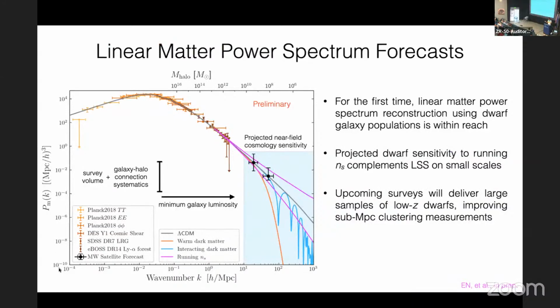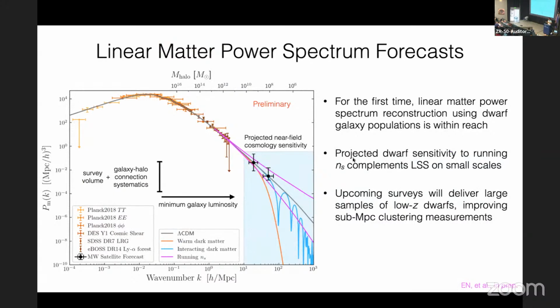And this is just a forecast of what the constraining power of the data will be. Again, this is a plot of the linear matter power spectrum, now not normalized by k cubed. These two black error bars show the projected constraints from Milky Way satellites, which probe halos with solar masses around 10^8, corresponding to wave numbers, as I said, of about 10 to 100 inverse megaparsecs. So for the first time, actual reconstruction of the linear matter power spectrum, marginalizing over the galaxy-halo connection uncertainties, is possible using dwarfs.